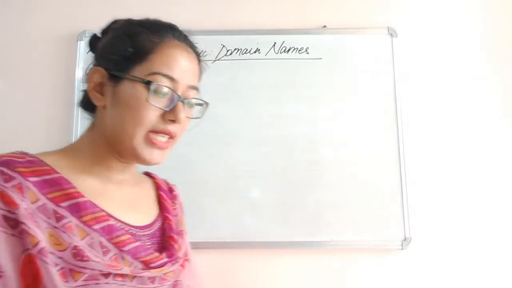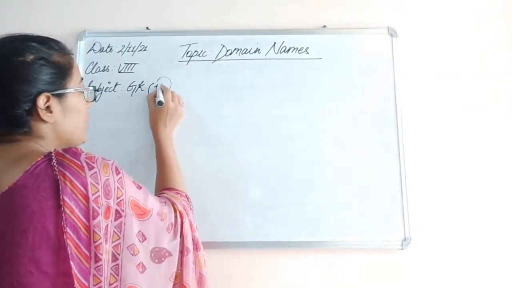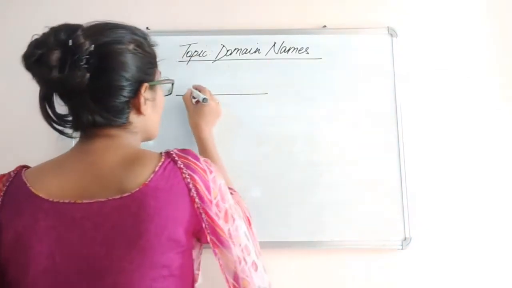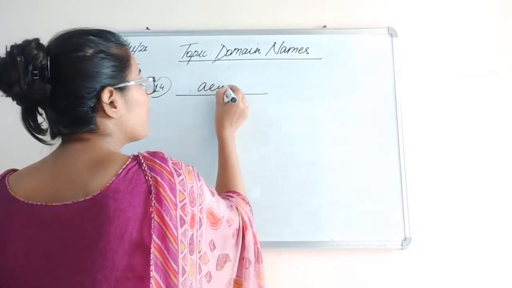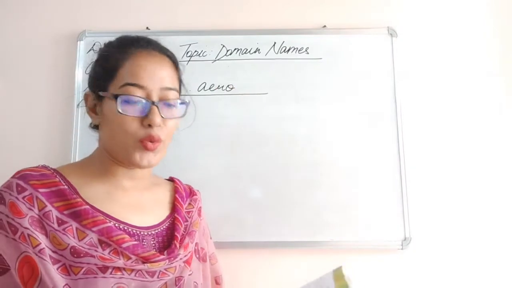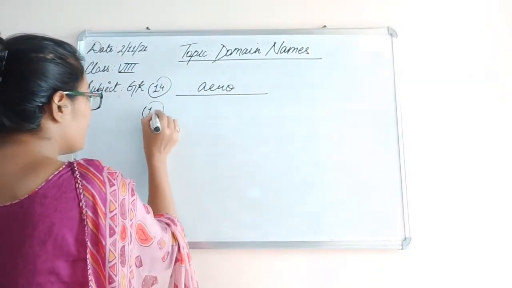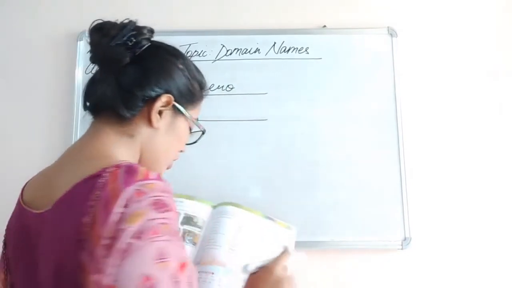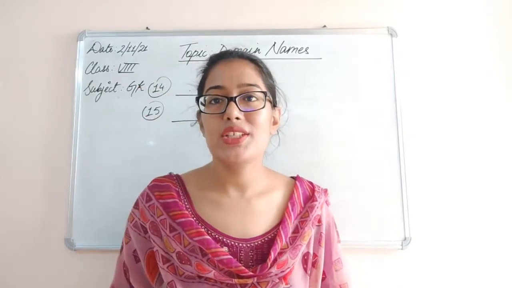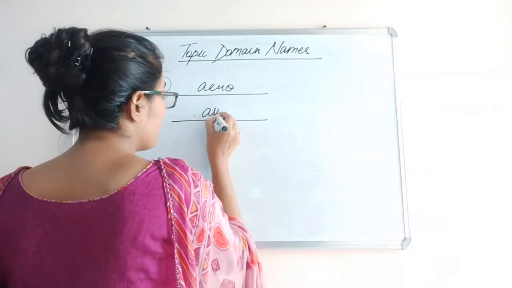14th part is air transport industry. The domain name of air transport industry would be dot aero, AERO. 15th, Asia Pacific region. Asia Pacific region domain name would be dot Asia.